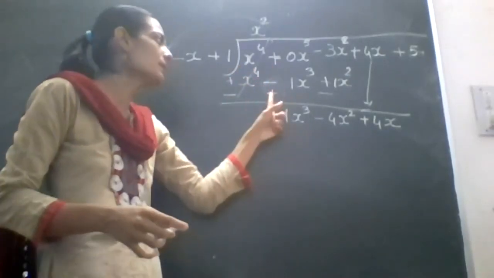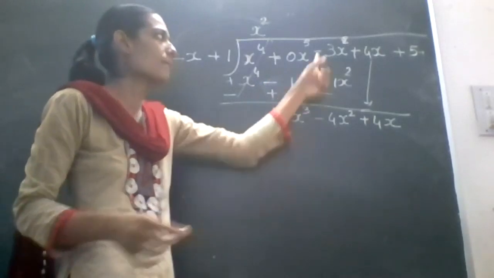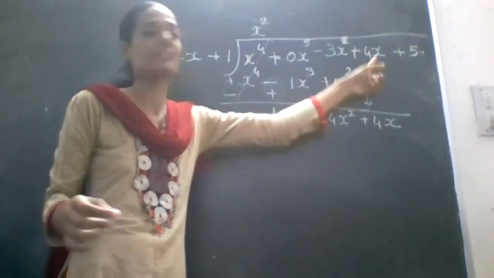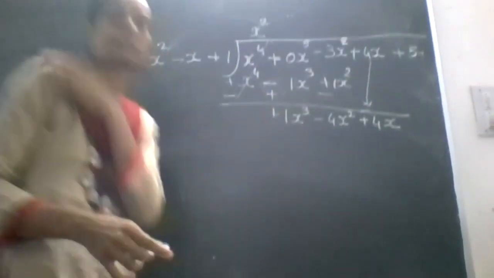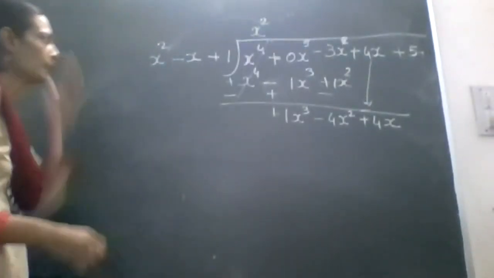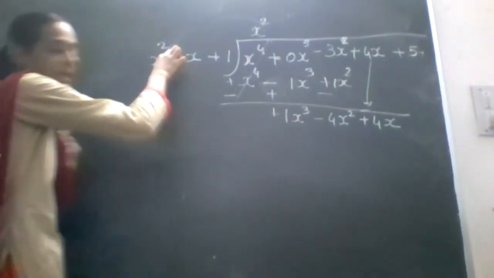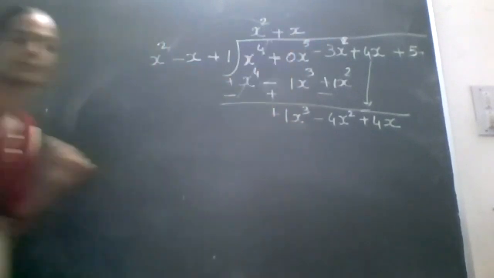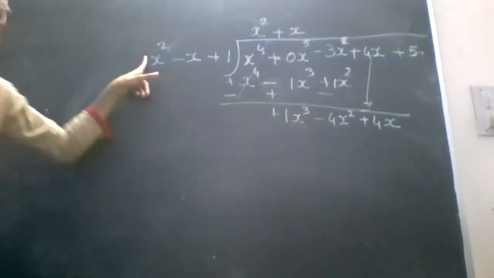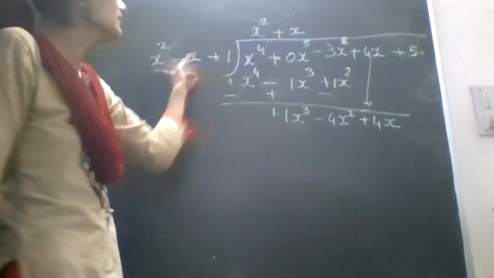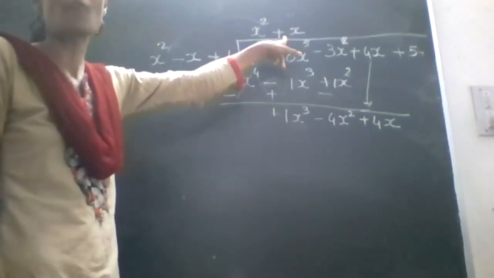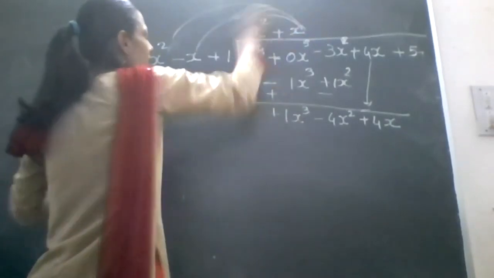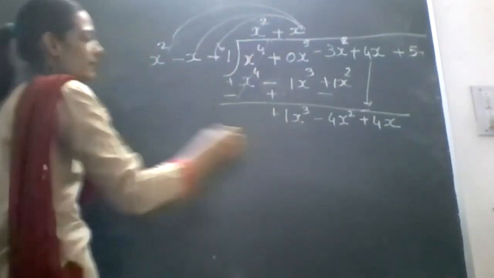Now here only plus 1x cube is there. Minus 3 minus 1 becomes minus 4x square and this 4x will come down. Now again, here x square is there and here x cube is there. So what do we require? Only x. Here 2 is there and here 3 is there. We require only 1. So from 1 we have to multiply again with all 3. Right? So what will you get?